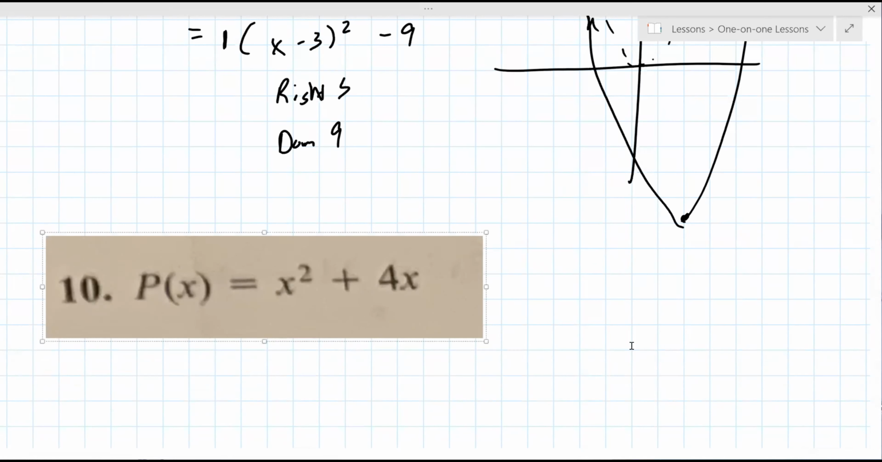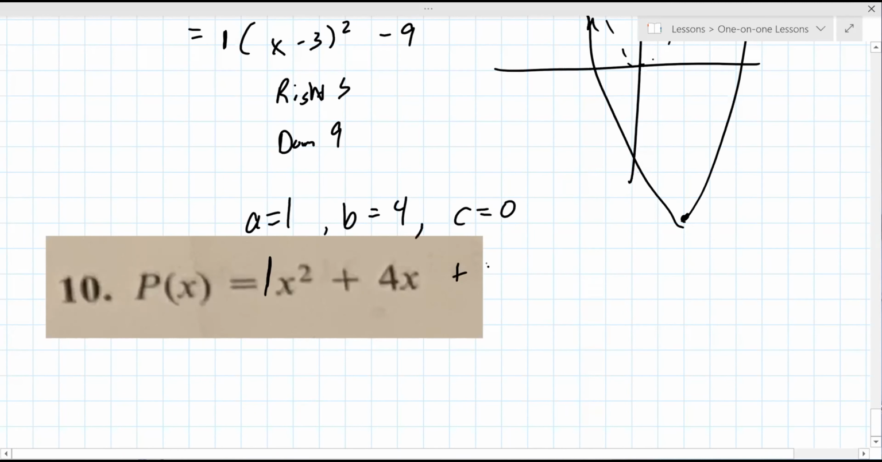How do you usually find A? It's just the number in front of x squared. B is the number in front of x, and C is 0 in this case because it says plus 0. I see.